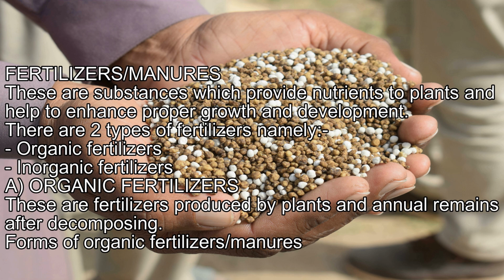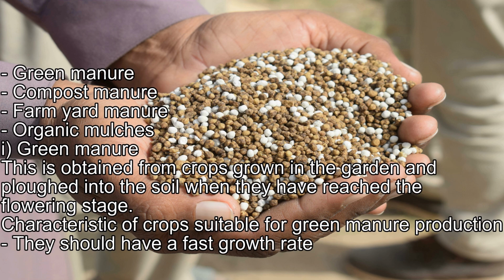Organic fertilizers. These are fertilizers produced by plants and animal remains after decomposing. Forms of organic fertilizers/manures: green manure, compost manure, farmyard manure, organic mulches.